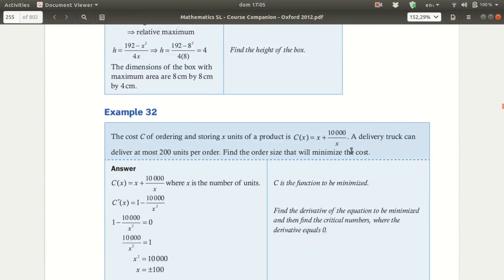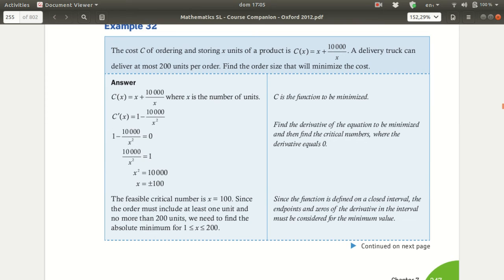Okay, this is an example that comes from the field of finance a little bit. It's more applied than the last one. Let's read it. The cost C of ordering and storing X units of a product is C of X equals X plus 10,000 over X. A delivery truck can deliver at most 200 units per order. Find the order size that will minimize the cost.